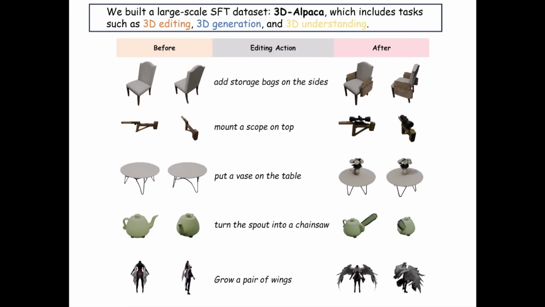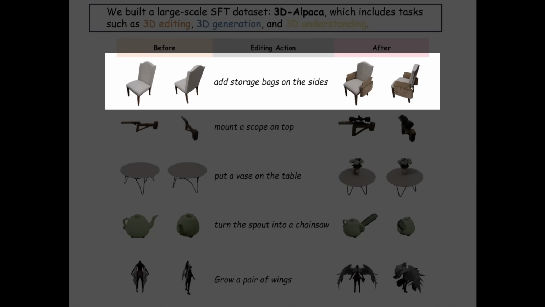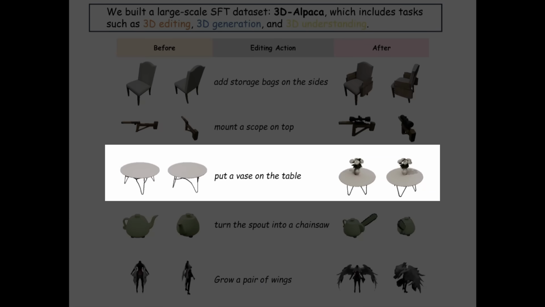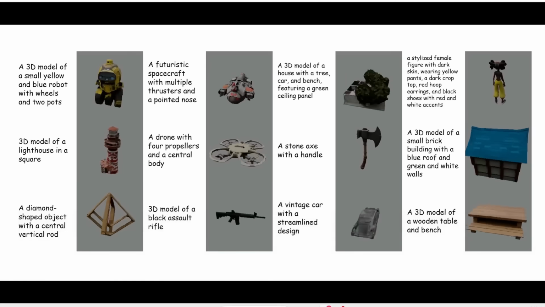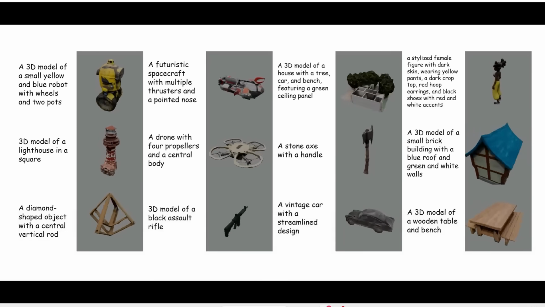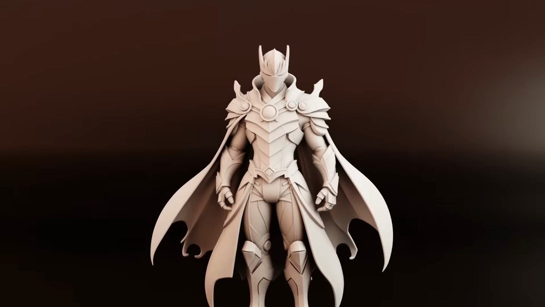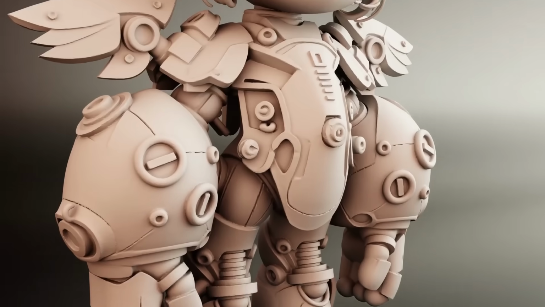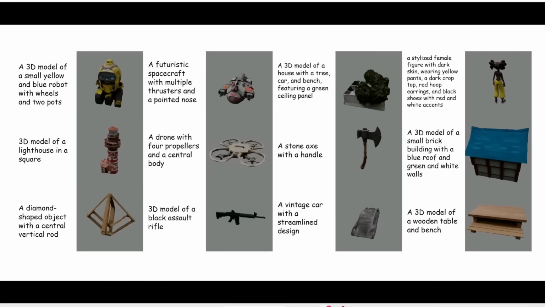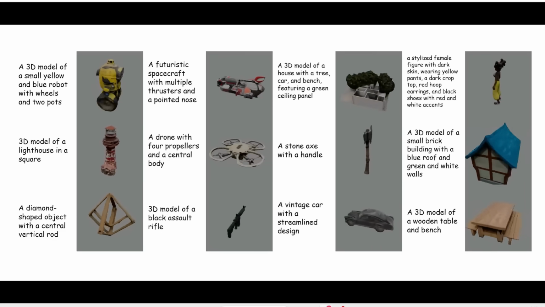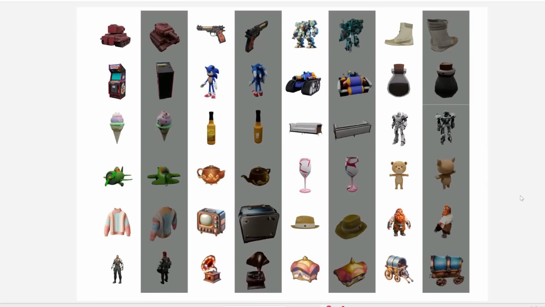In addition to just creating models, you can also take a 3D model and just prompt it to edit the model further. So for example, here you can get it to add storage bags on the side, or here you can get it to put a vase on the table or turn this spout into a chainsaw like this. Now, the results of these 3D generations aren't the best. I've definitely gone over some better quality generators out there like Hunyuan 3D, but this is a nice concept, how it's not just solely a 3D model generator, but it's also a multimodal model which you can chat with.